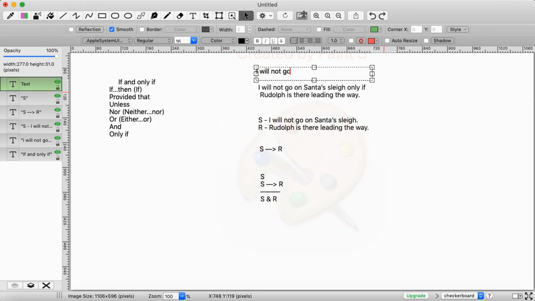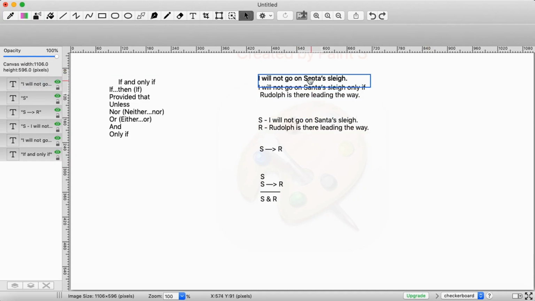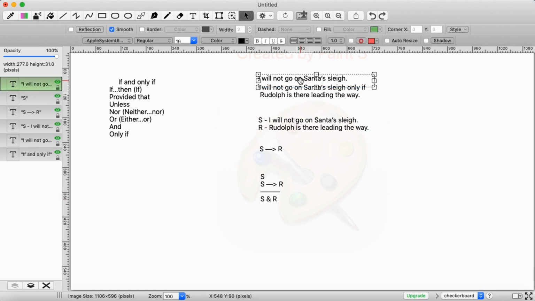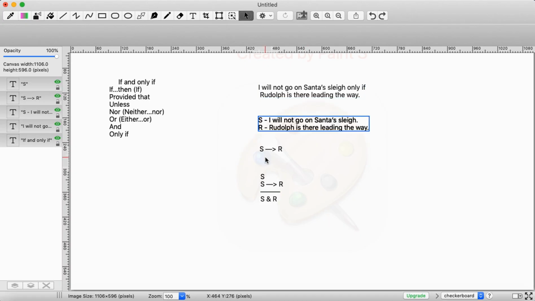I will not go on Santa's sleigh. And you can look at my previous video for this. It would look like I'm saying that I will not go on Santa's sleigh, and then I'm saying I will not go on Santa's sleigh only if Rudolph is there leading the way. This would give not the conclusion, but these two terms, right? I did this in the previous video. I've just been writing what's here the whole video, but here I've been giving you an example of how it would actually work.